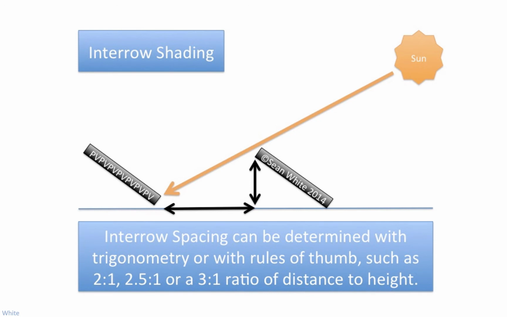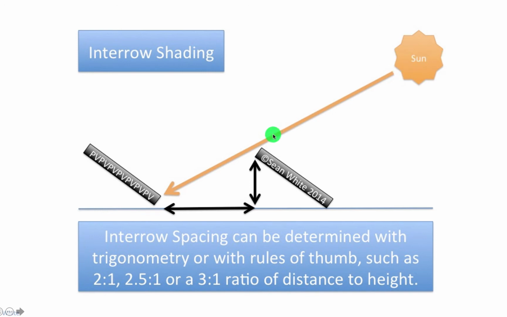In my advanced class, I go through the trigonometry calculations of how somebody might calculate interrow spacing for different latitudes. But here, I'll just kind of tell you what trig is and not expect anybody to do trig, especially for the PVA exam. If you know two things about a right triangle, then you can figure out everything else about that triangle. Here we would know the elevation of the sun.